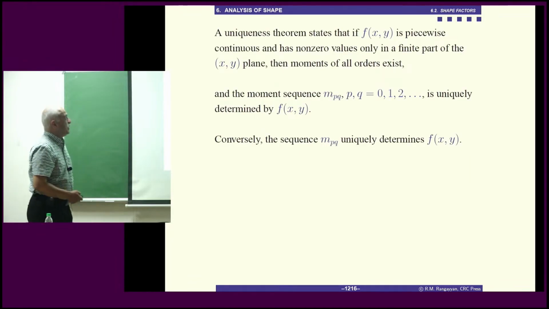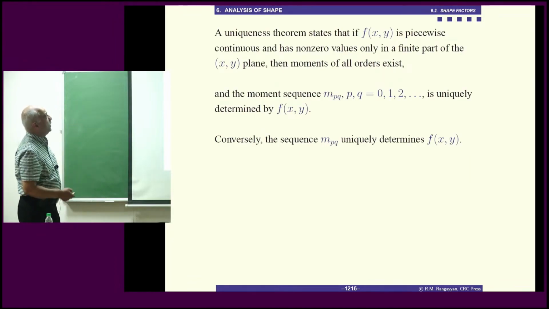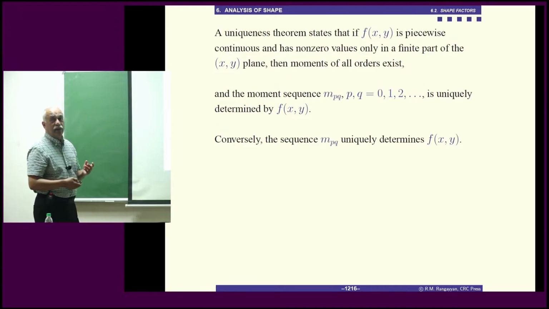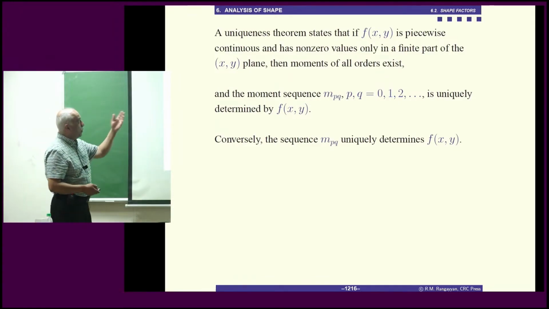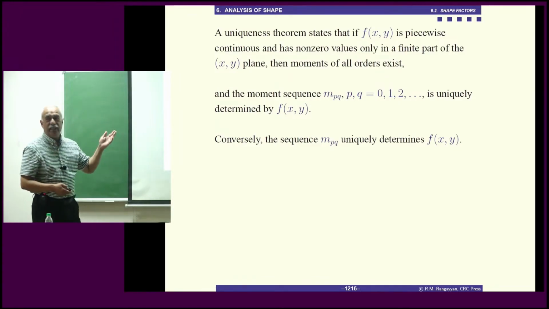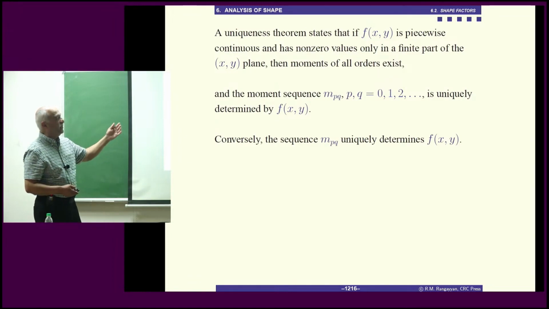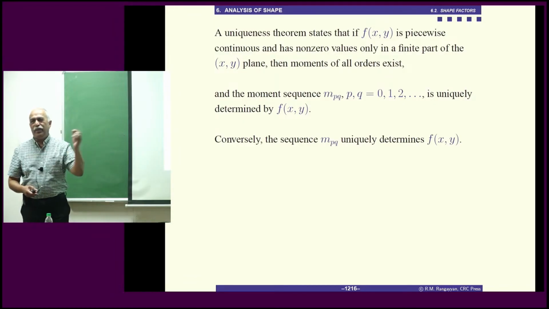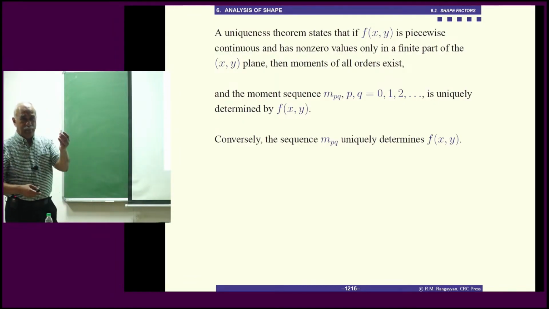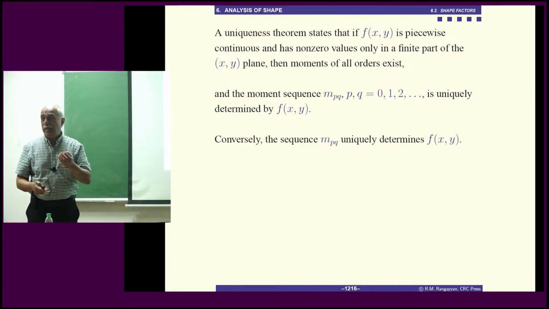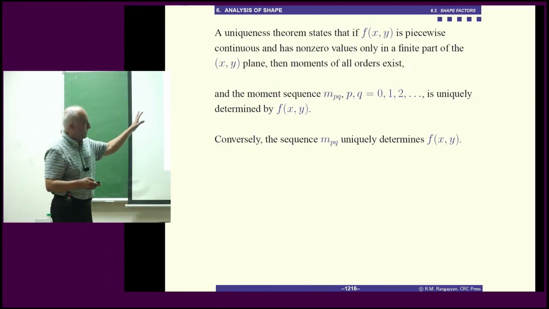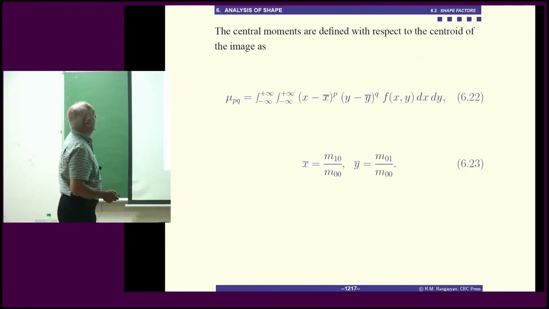So there is a uniqueness theorem that says if f(x,y) is piecewise continuous and has non-zero values only in a finite part of the xy plane, then all moments of all orders exist, and that moment sequence is uniquely determined by the image, and the moments determine the image. But we are not interested in reconstructing the image from the moments. We will compute only a few moments and use them in pattern classification as features. So that is a theoretical nicety, but not very important.